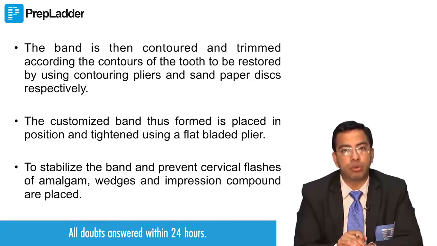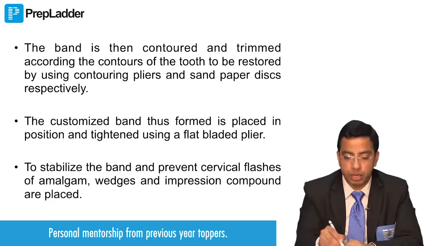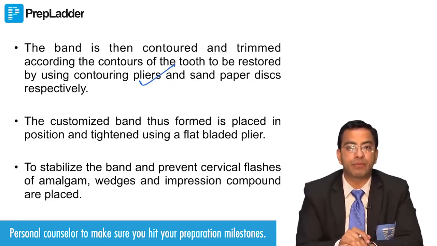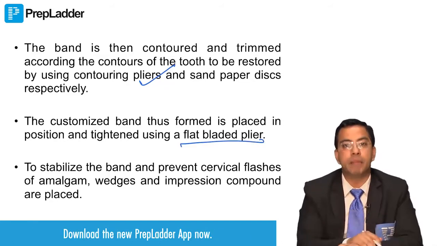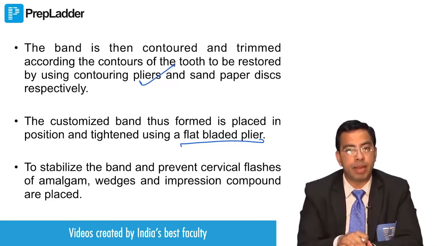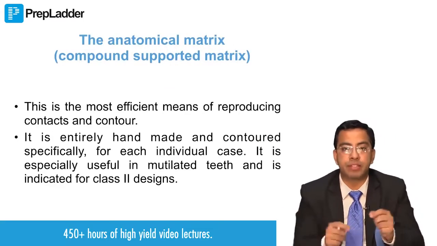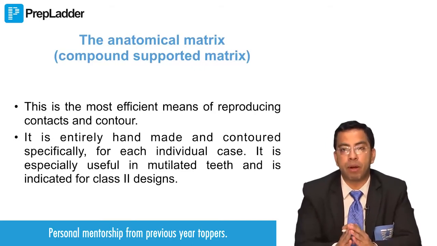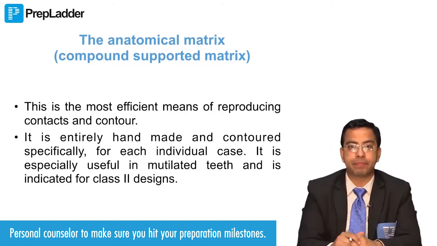The band is then contoured and trimmed according to the contours of the tooth to be restored by using the contouring pliers and the sandpaper discs. The customized band thus formed is placed in position and is tightened using a flat bladed plier. To stabilize the band and prevent cervical flashes of amalgam, wedges and impression compound are also placed. So you place wedges on the mesial and distal side, and on all the sides you put an impression compound so that there is no gap between the tooth and the band.